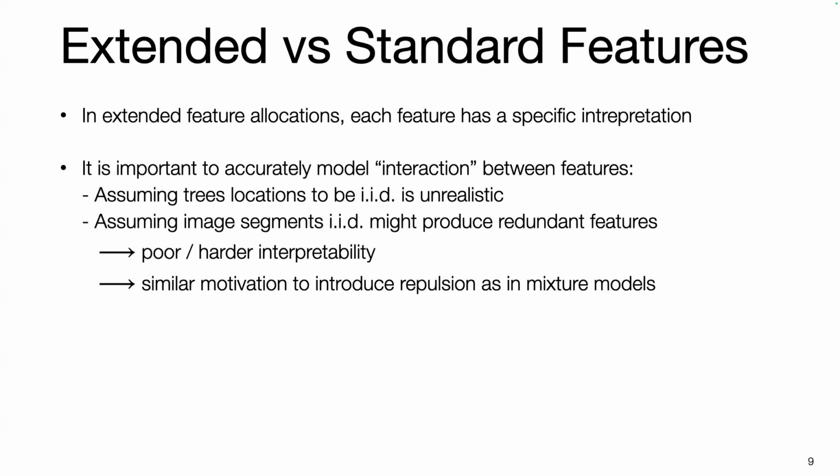It's very hard to see two extremely large trees near each other. And if we were to predict where the missing trees are, and assume that positions are i.i.d., then we could not ever estimate where the missing trees are. And similarly, if we were to assume in the image segmentation task that features are i.i.d., this might produce redundant features. So we would overestimate the features, which makes posterior interpretability harder. And you can think of this as basically the same issue that happens in model-based clustering, which led to the introduction and study of repulsive mixture models for Bayesian model-based clustering.